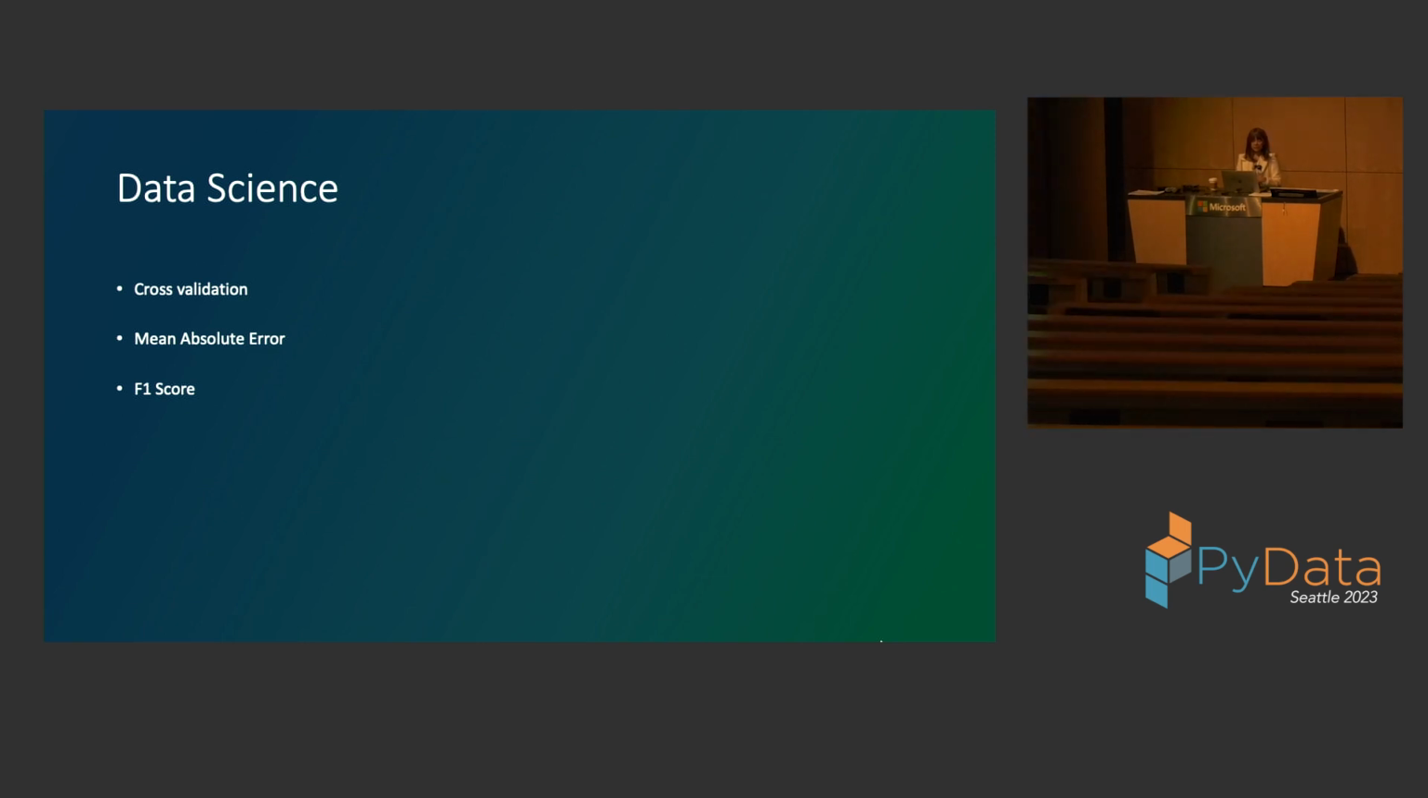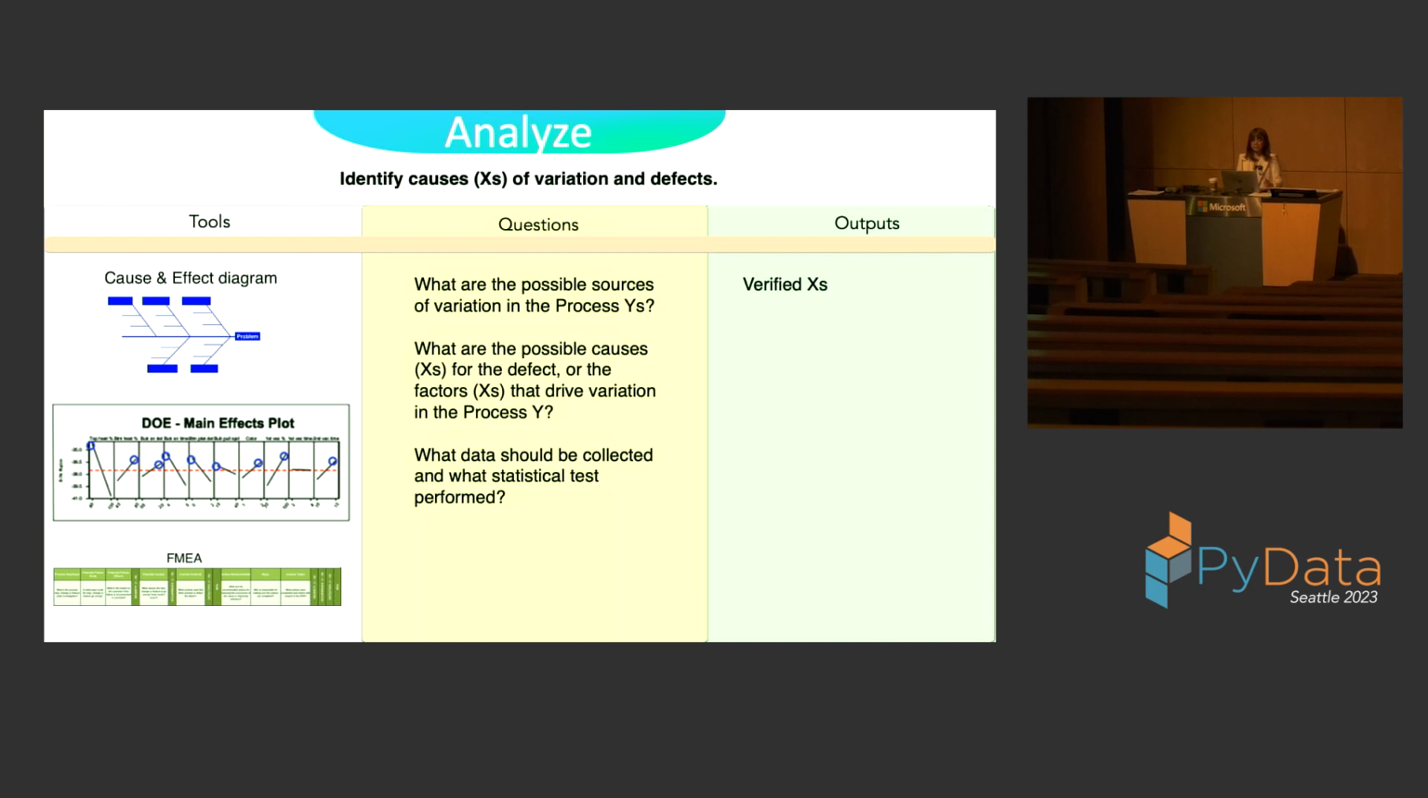And from the data science perspective, we check our data with cross validation, with MAE and F1 scores, something that you can utilize.